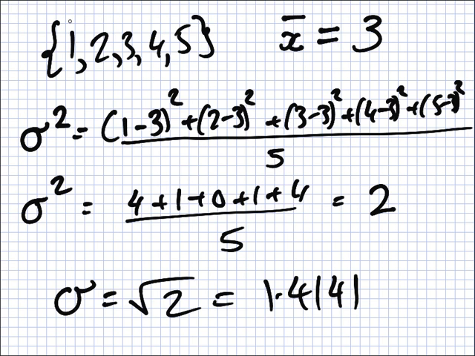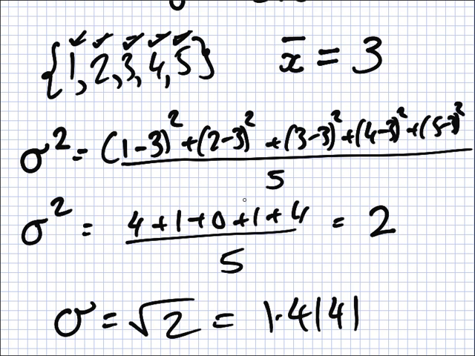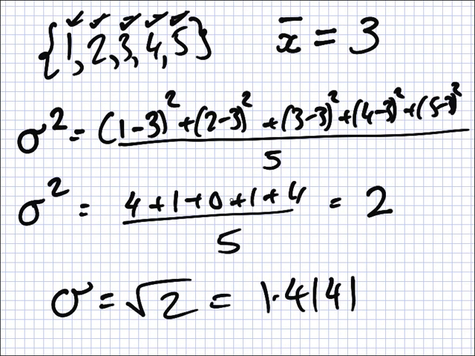1 minus 3 squared, 2 minus 3 squared, 3 minus 3 squared, 4 minus 3 squared, 5 minus 3 squared, all over 1, 2, 3, 4, 5. So every value minus the average, squared, then add them up and divide by 5. Yes? Alright, what's second, please?